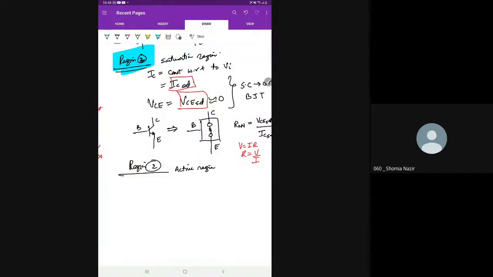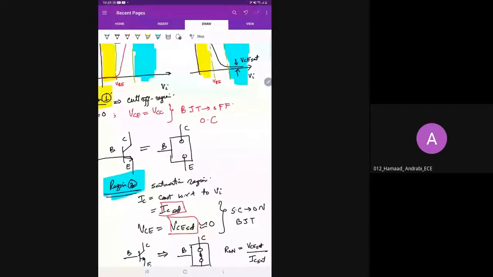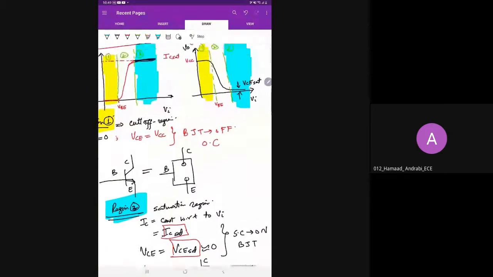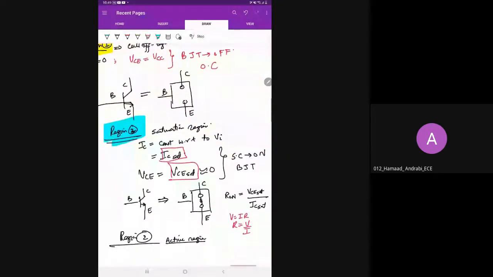Okay, region 2, we are talking about region 2. So region 2 is somewhere here, this pink one. So this is region 2. I'm talking about region 2 now, and I said that it is the active region.